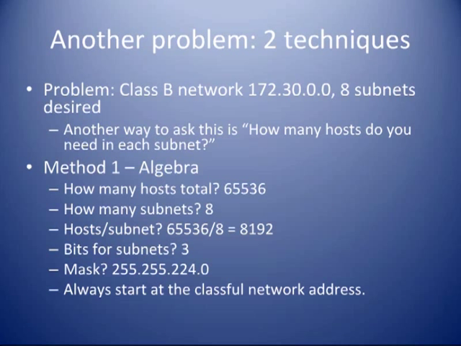So if I want 8 subnets, how many bits do I have to steal from the host portion to get 8 subnets? And the answer is 3. In 3 bits, I can come up with 8 possibilities. Now, remembering that a Class B network starts off with a mask of 255.255.0.0, this means that if I steal 3 bits from the host portion in that third octet, my mask would now be 255.255.224.0. All right. Now, the other thing to remember here is that when you're trying to figure out your subnets, you always start at the class full network address.